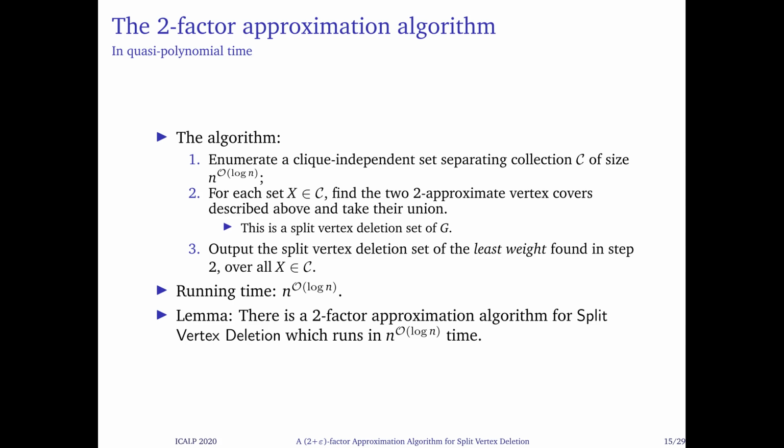We enumerate a clique independent set separating collection of size n to the order log n. For each set X in this collection, we find the two approximate vertex covers which we described above, and we take the union of these two approximate vertex covers. This is a split vertex deletion set of the graph G. We output that split vertex deletion set of the least weight which was found in step 2 over all sets X in the collection C. So this gives us a two-factor approximate solution for split vertex deletion and runs in n to the order log n time.